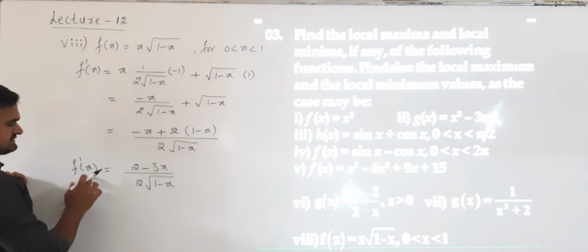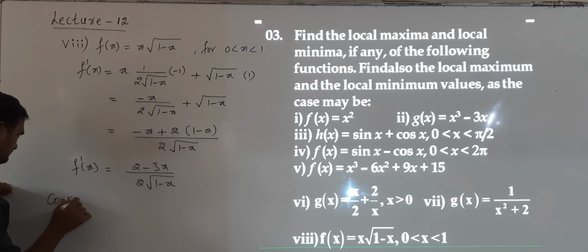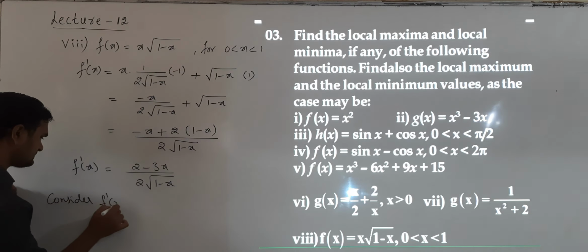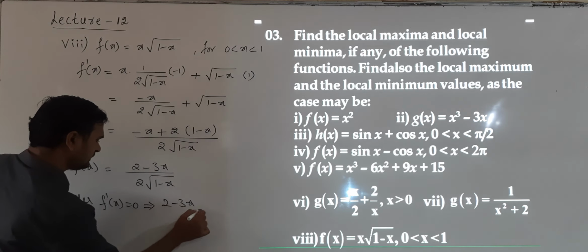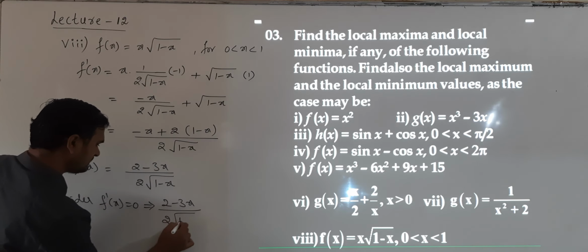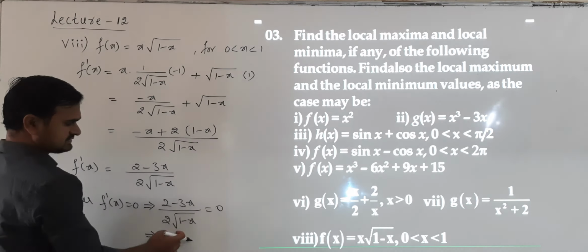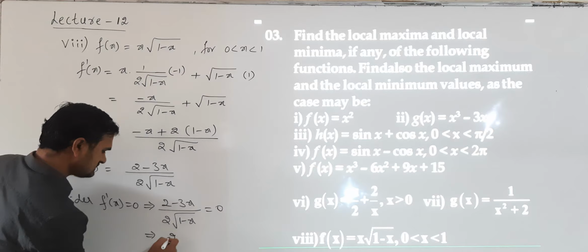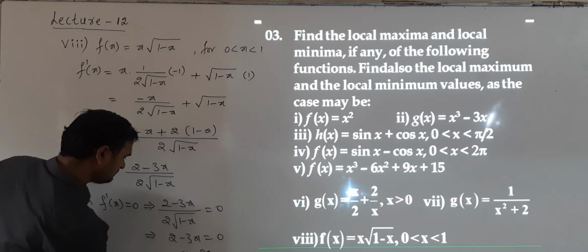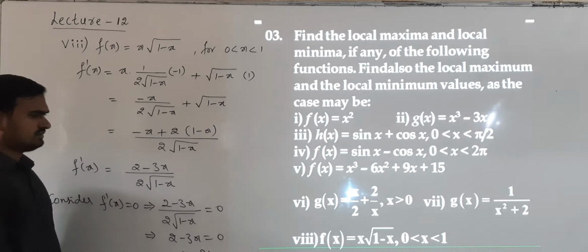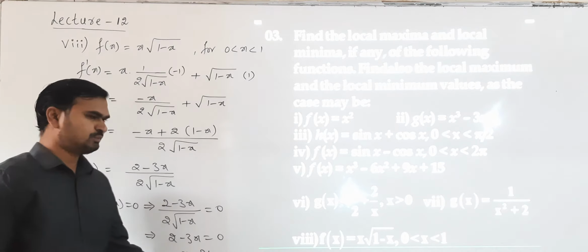Now for critical points, we should have f dash equal to 0. So consider f dash x equal to 0. So what is f dash x here? 2 minus 3x divided by 2 root 1 minus x is 0. Multiply 0 into x will become 0. So 2 minus 3x is 0 means x equal to 2 by 3. So we are getting only one critical point, x equal to 2 by 3.